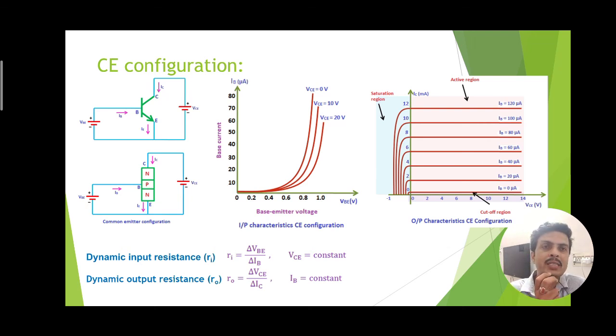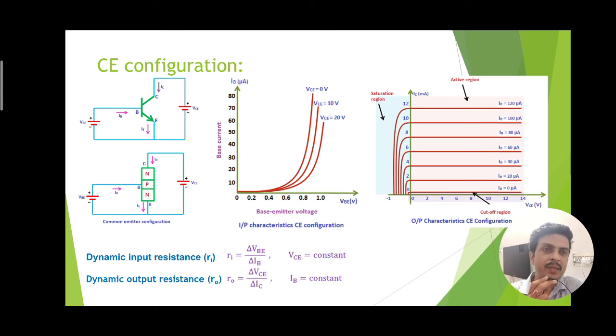When the collector emitter voltage is fixed at 20 volt, a larger base emitter voltage is required to get the current, and if the collector emitter voltage is reduced, to 10 volt or further reduced to 0 volt, at the same base emitter voltage we can get more base current. So this is what happens in the common emitter configuration under the input characteristics.